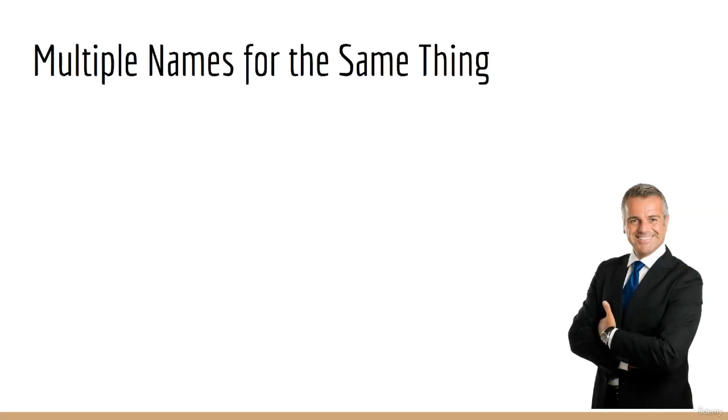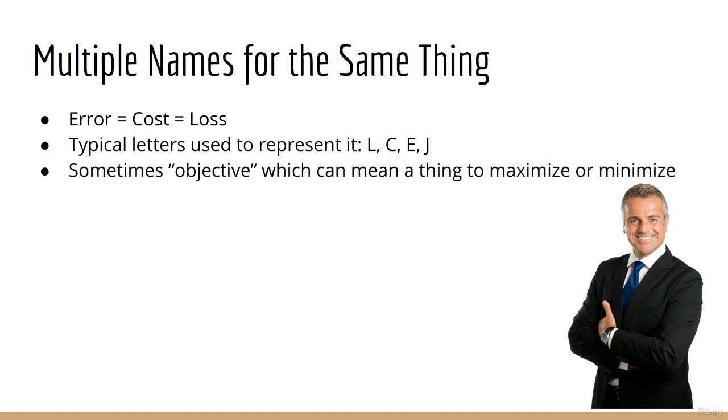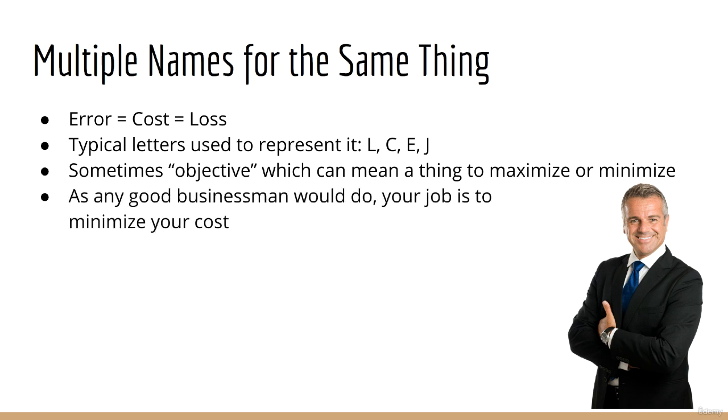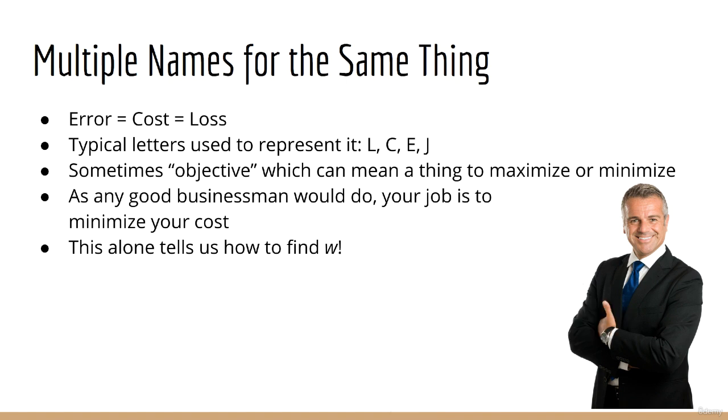As a side note, since some students get confused by this at first, we have multiple names for this error, and we usually use them interchangeably. Sometimes we call it a loss, sometimes we call it an objective, or sometimes we call it a cost. However, these all mean the same thing. I like the term cost because it makes intuitive sense for business people. As any good businessman would do, your job is to minimize your cost. And in fact, this statement alone tells us how to find the weights W.